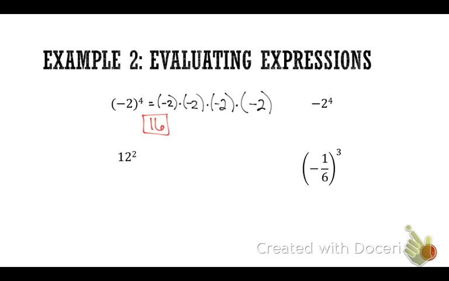All right, now I want you to do 12 to the second power. Go ahead and evaluate that. All right, write the repeated multiplication and then write the answer. 12 squared is what? 144. That's not 12 times 2. That's 12 times 12.